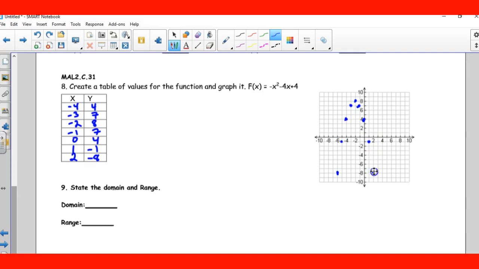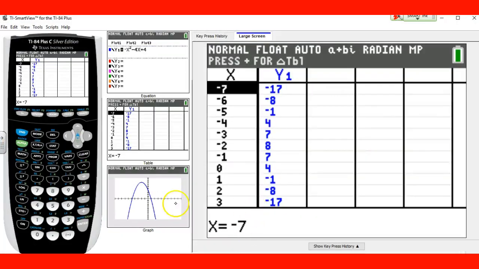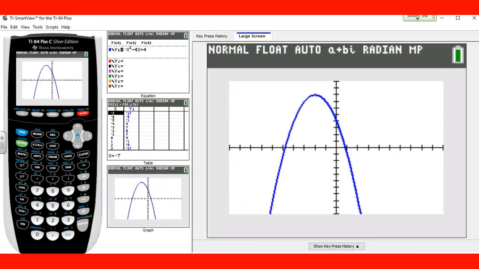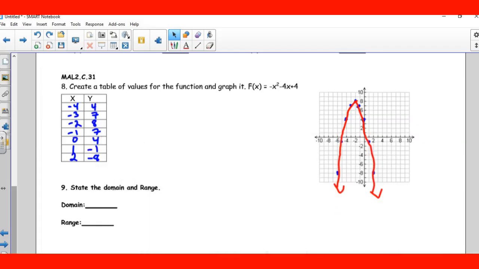So anyway, there we go. Let's go ahead and connect this. Sorry, guys. There we go. I know it's not perfect, but there's your parabola. I wish it looked like this, but I'm not that great of an artist by hand.